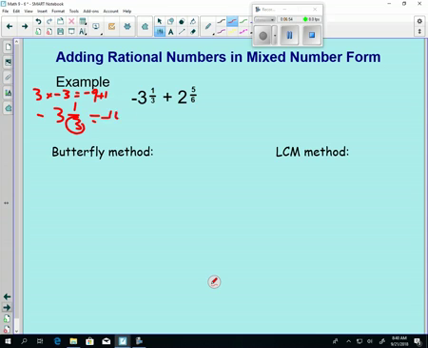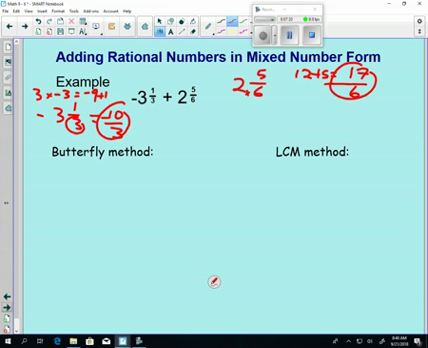negative 10 over 3. We have a negative 9. 3 times 3 is 9, and we have to add the 1. So it becomes a negative 10 over 3. So that's a negative 10 over 3, and then we do the same for 2 and 5/6. 2 and 5 over 6. So we multiply 2 times 6 is 12, plus the 5, 17 over 6. So that's one fraction, and there's our second fraction.